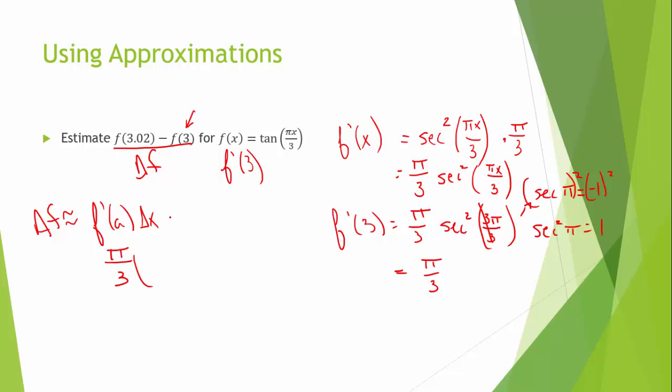And we're going to multiply that by the distance horizontally along the x-axis. And in this case, that's 0.02. So through the magic of using our calculator, if you type that in, you're going to get 0.0209. Okay?